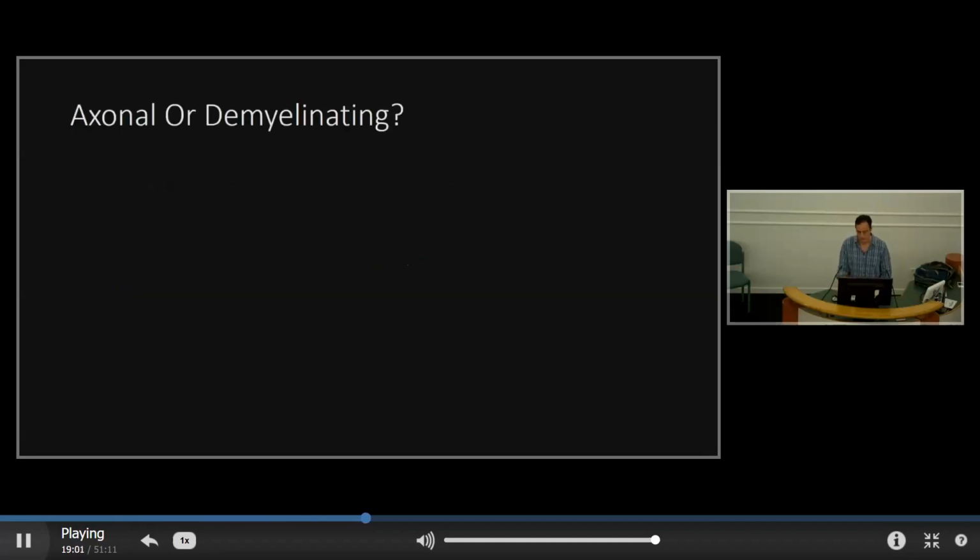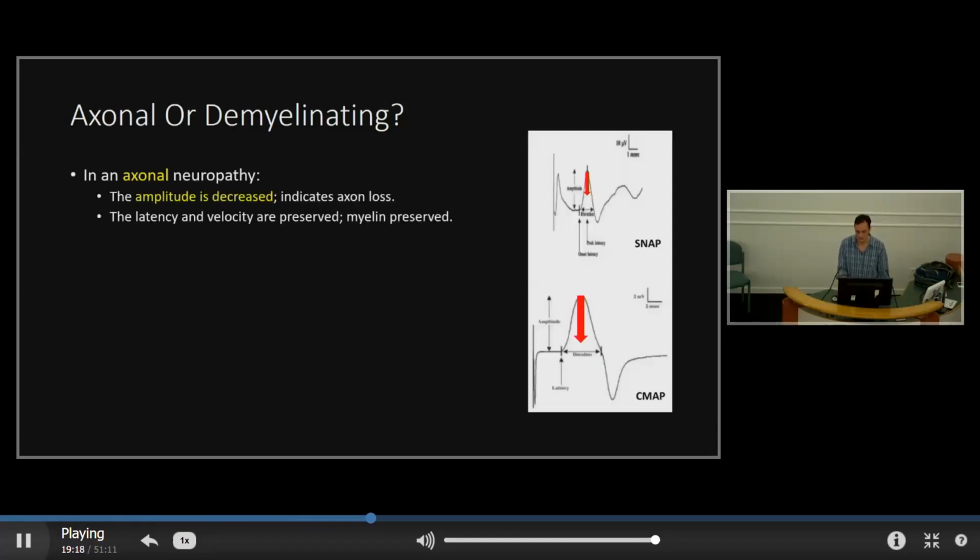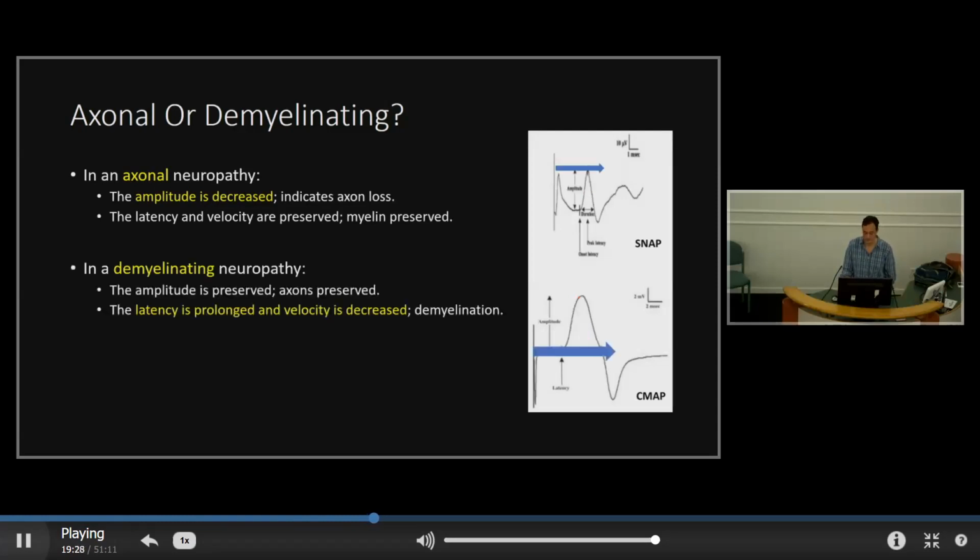Okay, so really the main purpose of nerve conduction studies in a neuropathy is to figure out if there's a neuropathy, first of all, and if there is, whether it's axonal or demyelinating. Are axons being lost, or is myelin being lost and the axons are spared? And sometimes you can get both. But in an axonal neuropathy, of course, the amplitude will be decreased, which indicates axon loss, whereas the latency and velocity will be preserved, so the myelin is more or less okay. In a demyelinating neuropathy, the amplitude is preserved, so the peak will be pretty good, but the latency is prolonged and the velocity is decreased, indicative of demyelination.